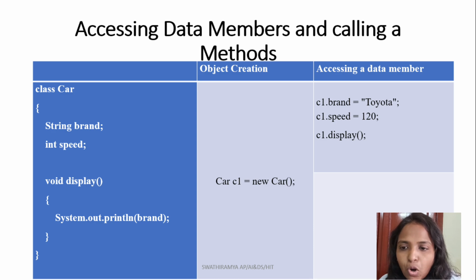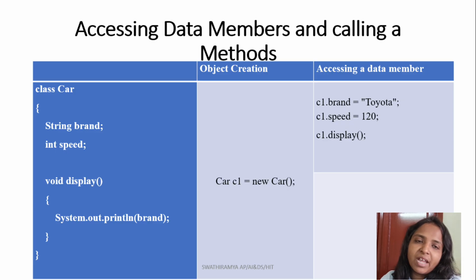So c1.brand is equal to, I'm declaring the value for the brand. I'm going to declare the values for the brand and speed, and call the display function. For that, c1.brand is equal to, it is a string, so I've given it in double quotes, Toyota, anything you can use. So I've assigned the value for the object. Next, c1.speed. For the speed of that particular car, I have given the speed. Now I'm calling the function c1.display.